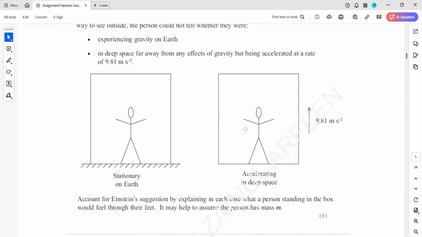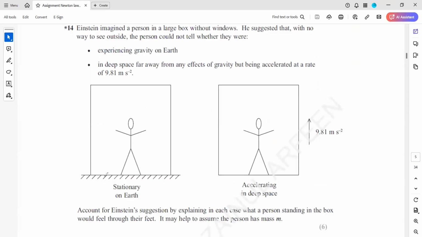Look, two things are there. I'll repeat. For this one, the weight of a person is acting downward, so there will be a normal contact force, and the resultant force is 0. So R minus W equals 0, or R equals W. This person will feel the weight, because there's a downward force and that downward force created a normal contact force.